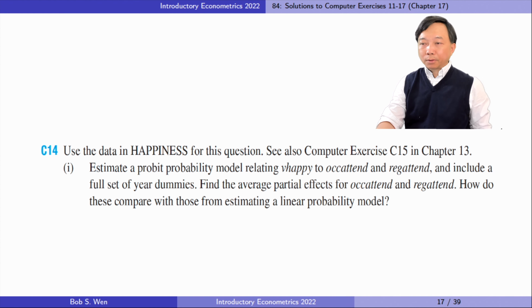Let's do computer exercise 14. In Part 1, we estimate a probit probability model relating very happy to those who occasionally attend churches and regularly attend churches, and include a full set of year dummies. Find the average partial effects for the two dummy variables. How do these compare with those from estimating a linear probability model?